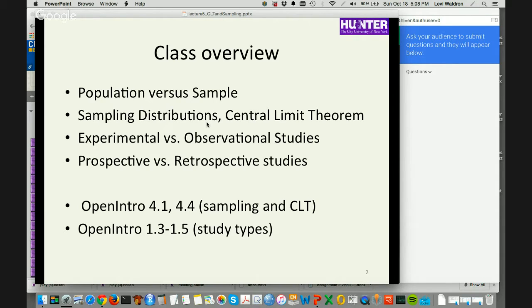Then I'm going to introduce the central limit theorem and a little bit about how you can use it, and talk about experimental and observational studies, prospective and retrospective, as well as some common study designs. These are covered in your textbook, OpenIntro, a couple sections in chapter 1 on study types, and in chapter 4 on sampling and the central limit theorem.